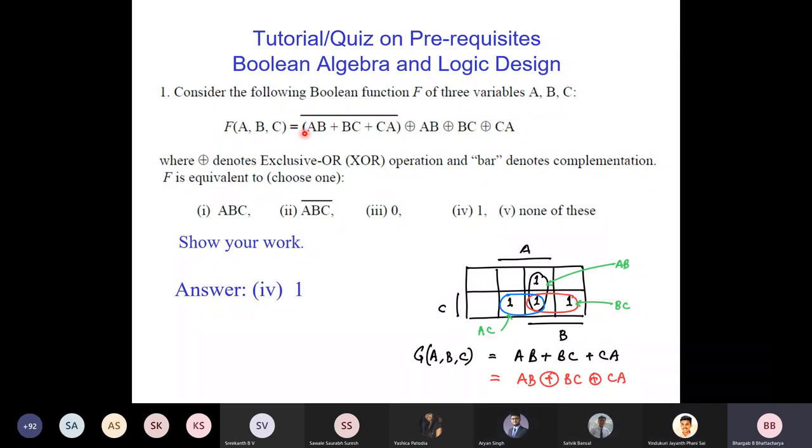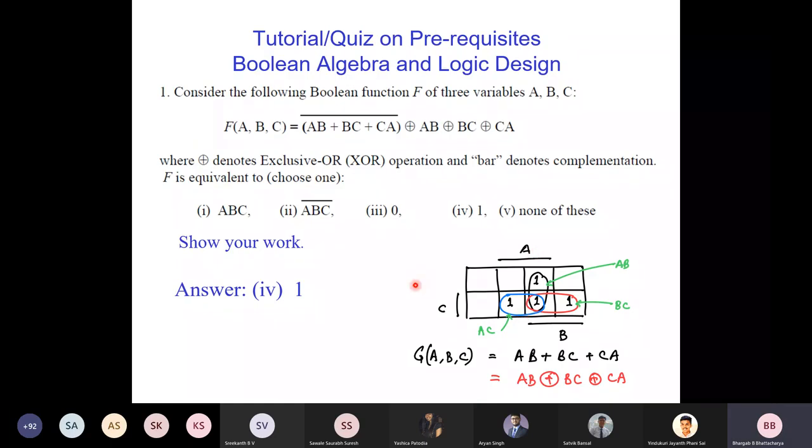So we have 3 variables, so you have 8 cells in the map, right? And what I'm going to do, I'm looking into this function, AB plus BC plus CA, okay? And let this function be denoted as G. So consider this function AB plus BC plus CA. AB is the product term, which is this. Then BC is a product term, which is essentially this portion in the map. And CA is the product term, which is this portion in the map, where C is 1 and A is 1, right?